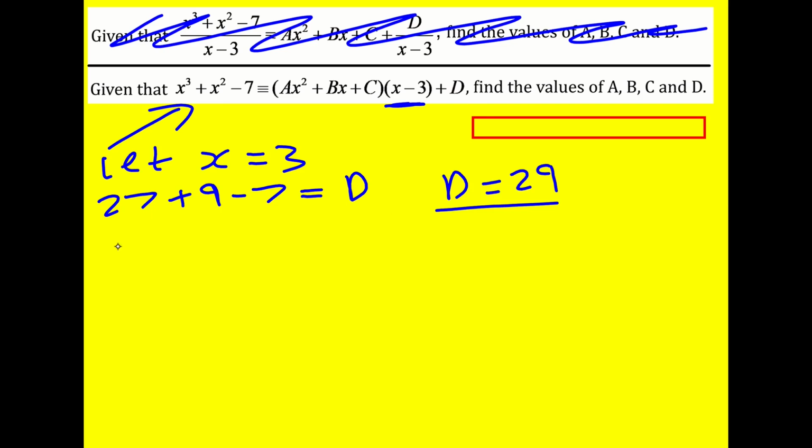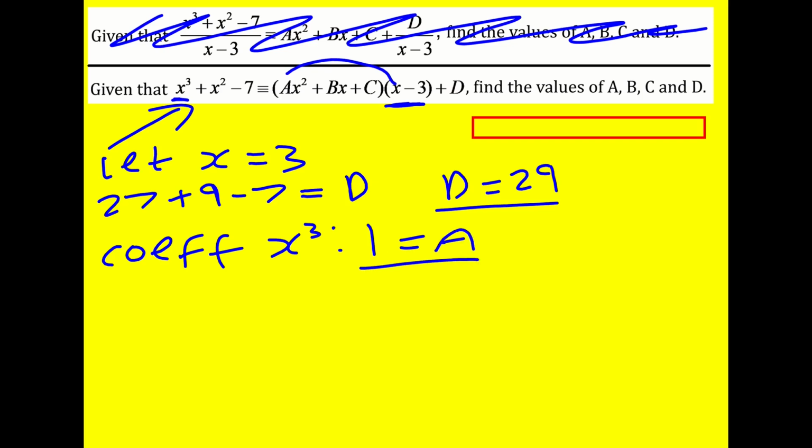Well, something else that jumps out is to look at the coefficients. So I'm now just combining different techniques to help me. Let's look at the coefficient of x cubed. We're going to get that 1 on the left-hand side must equal a, because this is the only way I can get an x cubed on the right-hand side, by doing ax squared times x. So I've managed to find my a.